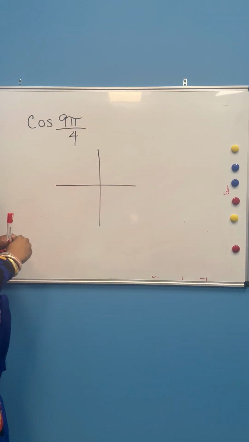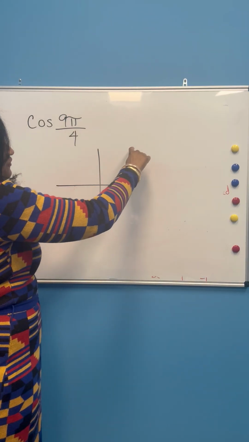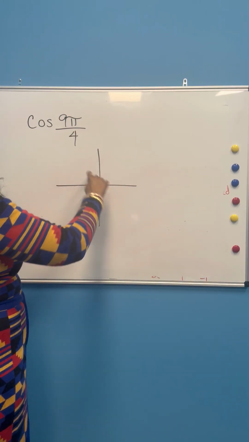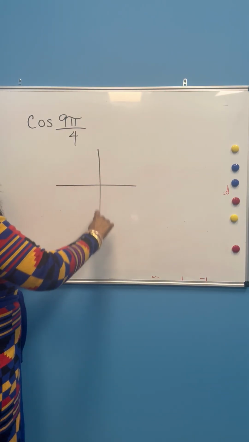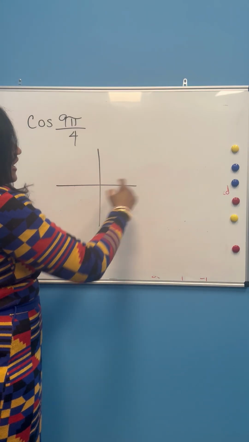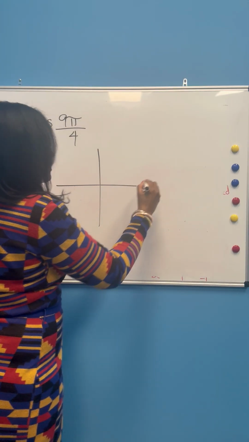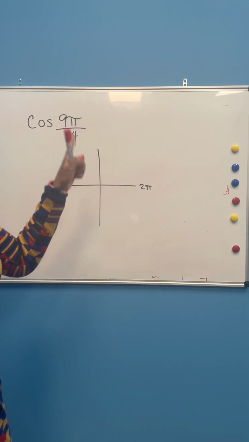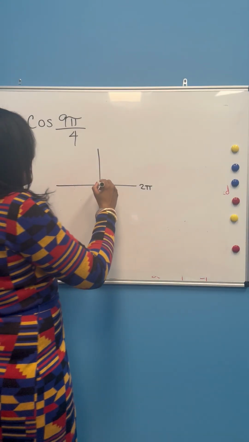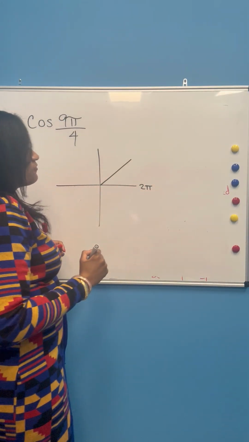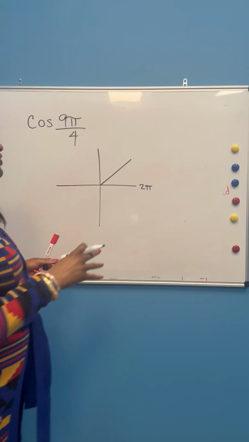So 9 pi over 4. 1/4 pi, 45 degrees, 2/4 pi, 3/4 pi, 4/4 pi, 5/4 pi, 6/4 pi, 7/4 pi, 8/4 pi is right here. It's when you've gone through the whole unit circle and you're back to 2 pi. And then this is 9/4 pi. So you're actually back in the first quadrant.